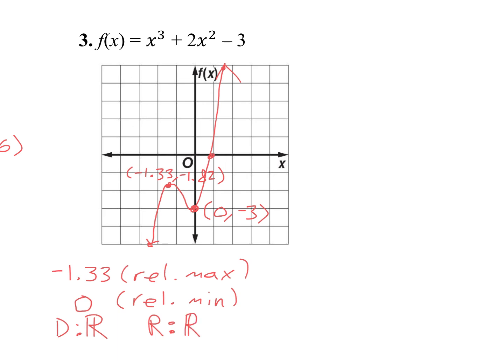All right, so remember on the quiz, you won't be graphing by hand. You'll just be analyzing graphs like we did. All right, and that's it for this lesson.